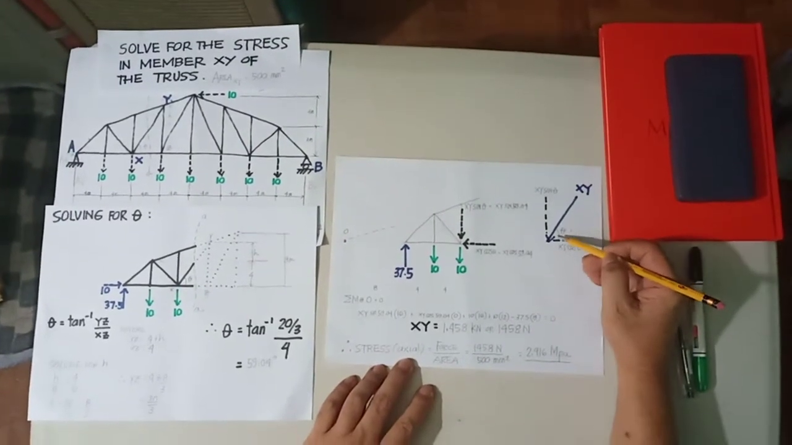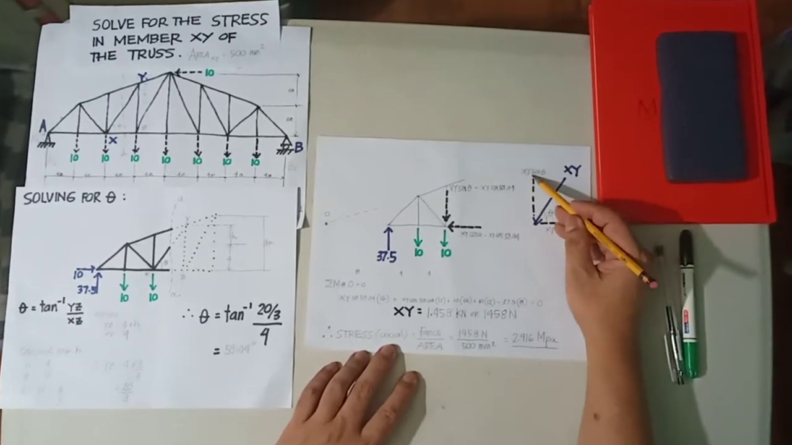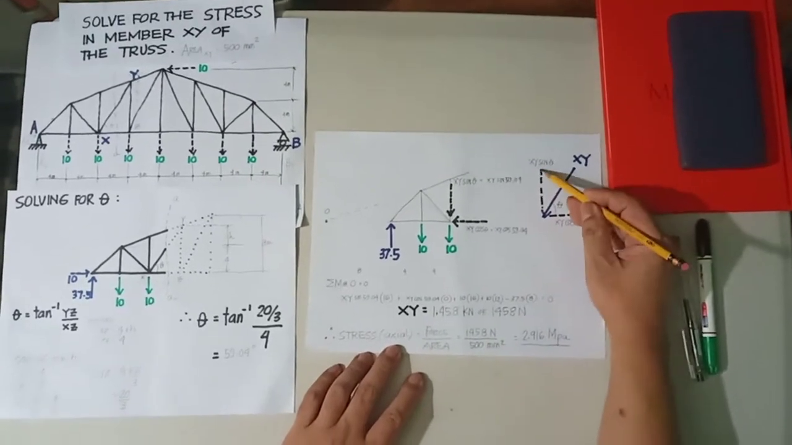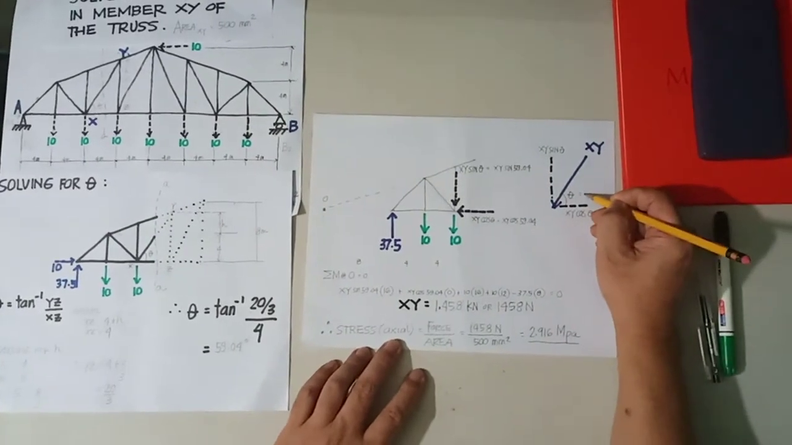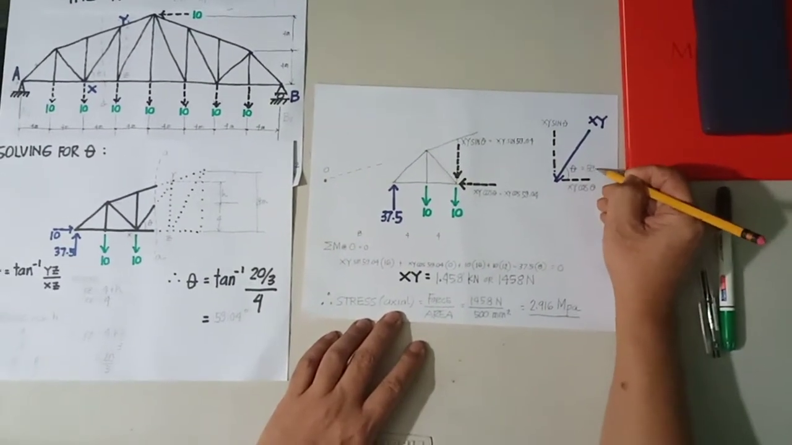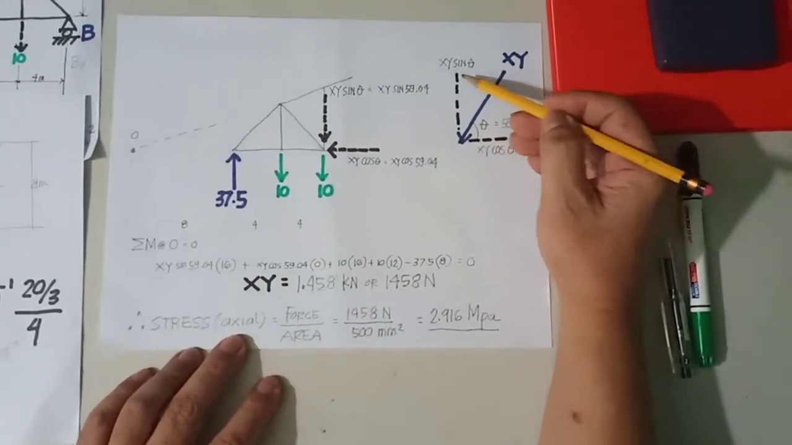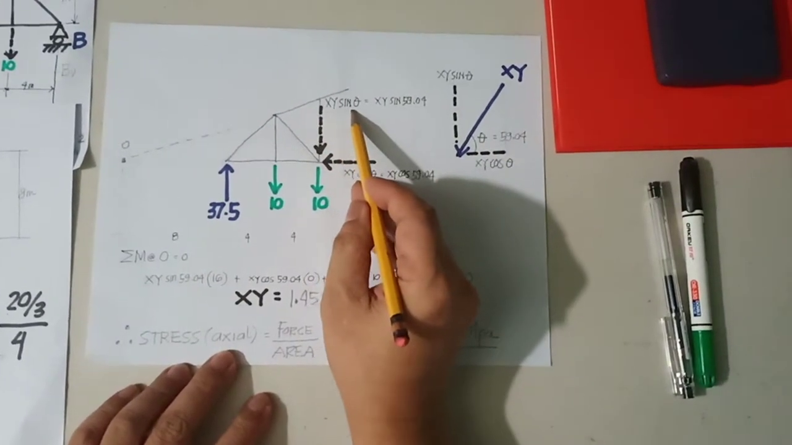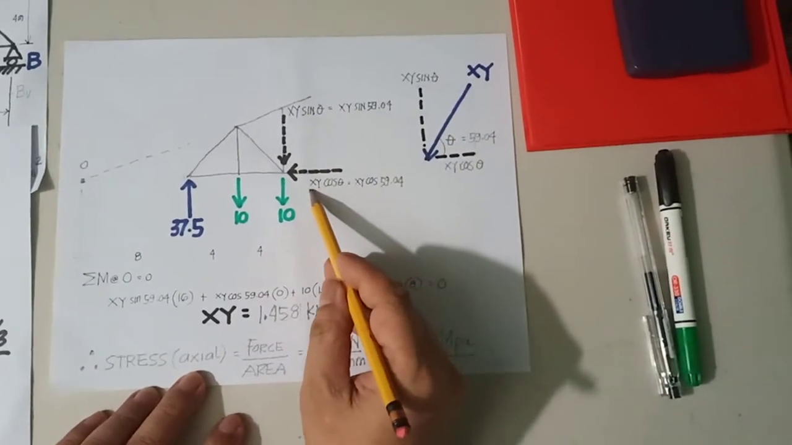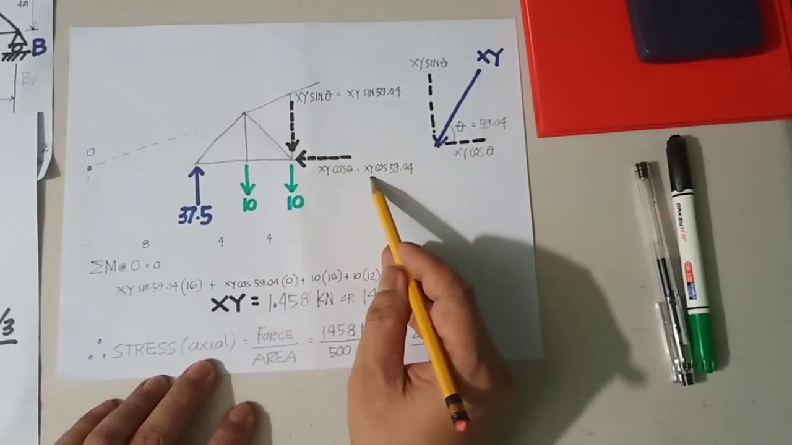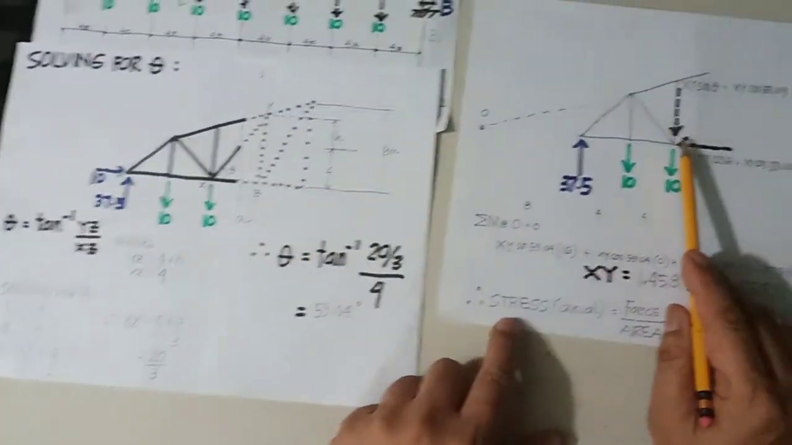Now we would solve for the components of XY. The vertical component is XY sine theta, and the horizontal component is XY cosine theta. Remember that theta is 59.04 degrees. So the components are XY sine 59.04 and XY cosine 59.04. Now, from here, we were able to transform it to this one.